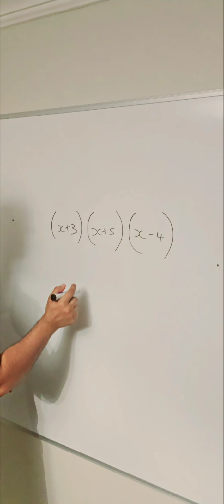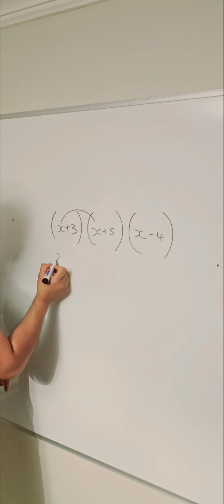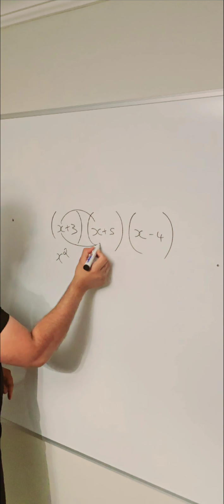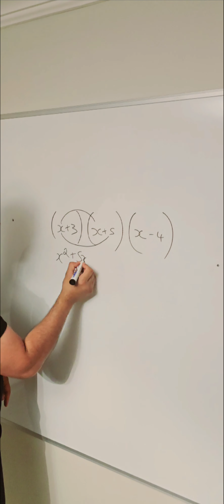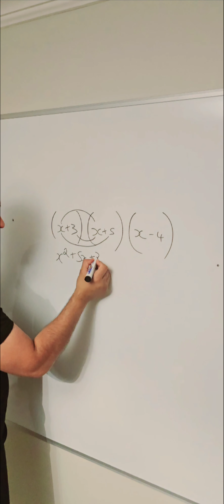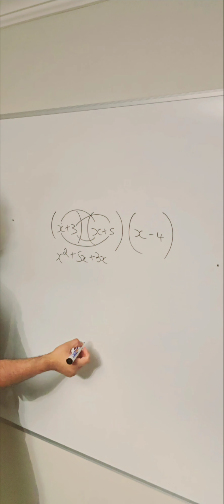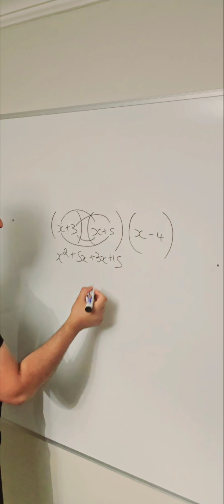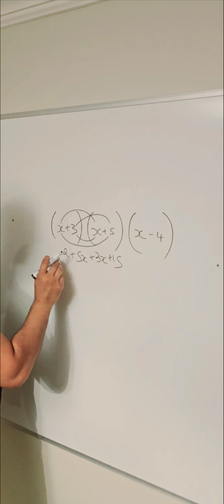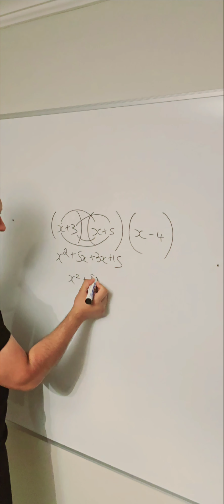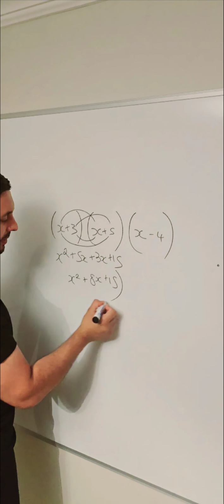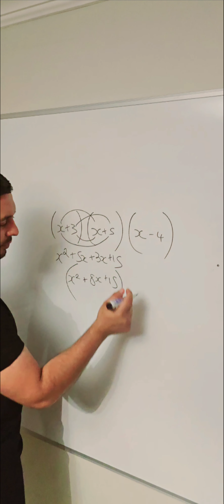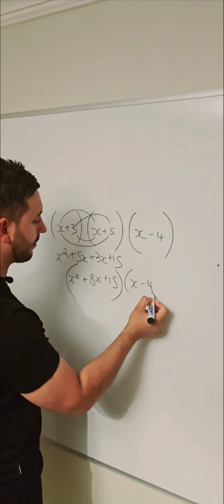So expand these brackets. X times x is x squared. X times 5 is 5x. 3 times x is 3x. And 3 times 5 is 15. Now, just like before, let's simplify this and put it into an individual bracket: x squared plus 8x plus 15. Wrap a bracket around that, and bring down this bracket here of x minus 4.